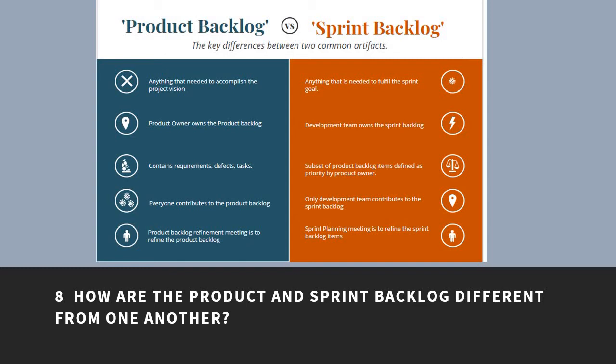Everyone contributes to the product backlog. For the sprint backlog, only the development team contributes. The product backlog refinement meeting is to refine the product backlog. The sprint planning meeting is to refine the sprint backlog items.